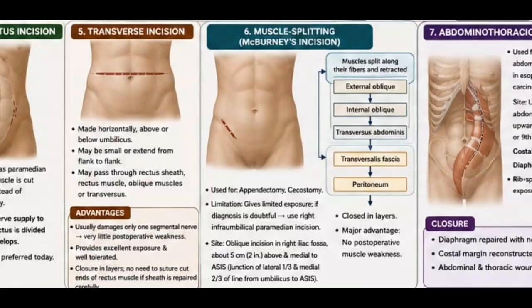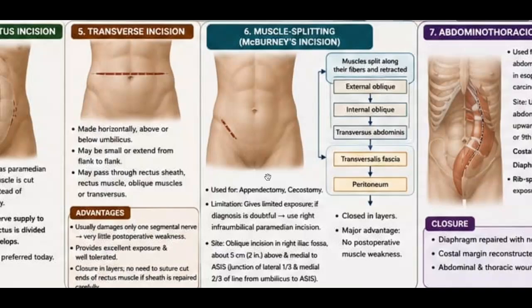Now the site here is an oblique incision in the right iliac fossa, about 5 cm, or you can say 2 inches, above and medial to the anterior superior iliac spine. And this corresponds approximately to the junction of the lateral one third and the medial two thirds of the line joining the umbilicus to the anterior superior iliac spine.